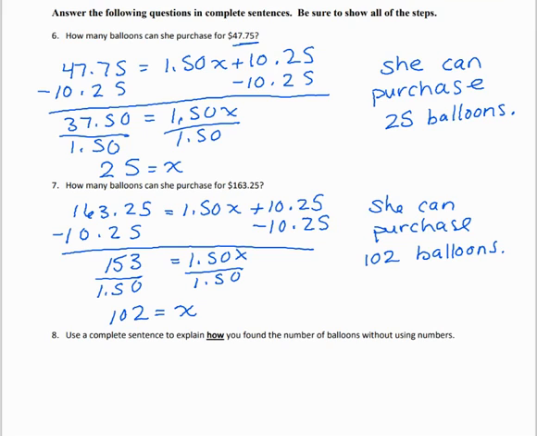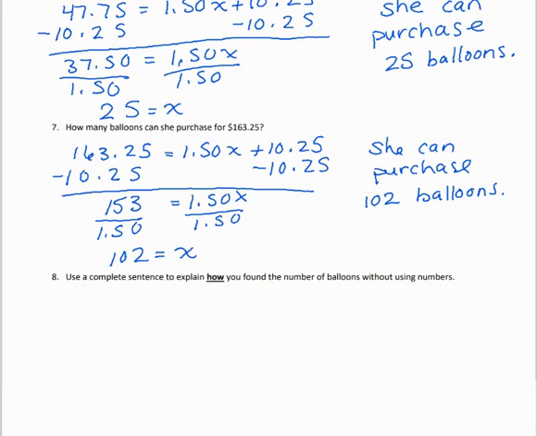Okay, remember, most people are good with this, but do I have everybody's attention? When it says write in a complete sentence for these, you're not explaining how on 6 and 7. Instead of just saying x equals 102, you're telling me that that means she can purchase 102 balloons.